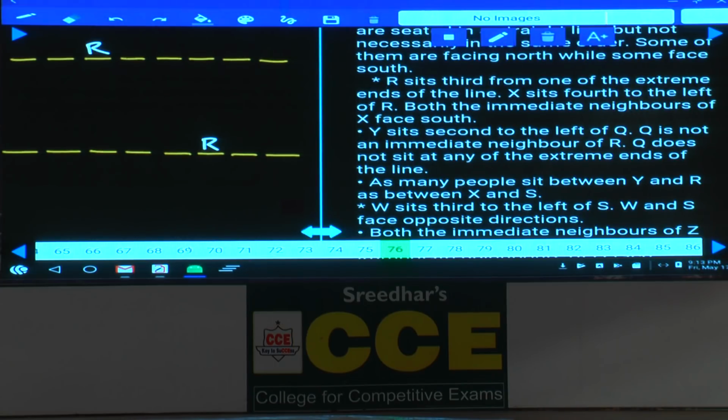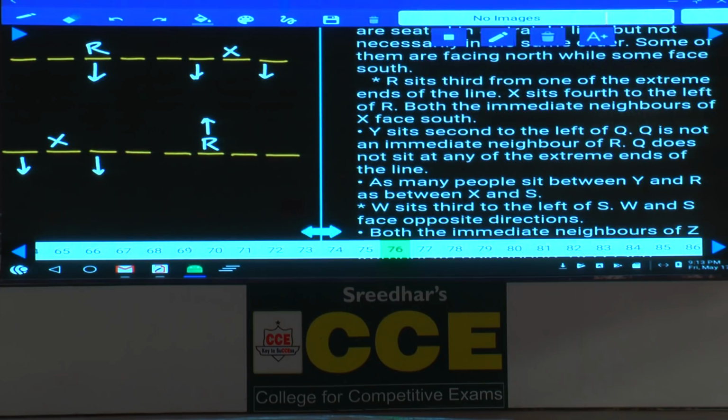Now in the first case, X is seated fourth to the left of R means R must be facing towards south. Then only fourth left is possible. If R is facing towards north, there are only 2 persons to the left hand side of R. And X sits fourth to the left of R, X is here. And in the second case, R is facing towards north, 1, 2, 3, 4, X will be here. Are you following this one or not? X sits fourth to the left of R, and both the immediate neighbors of X face south. Here also, these 2 persons are facing south.